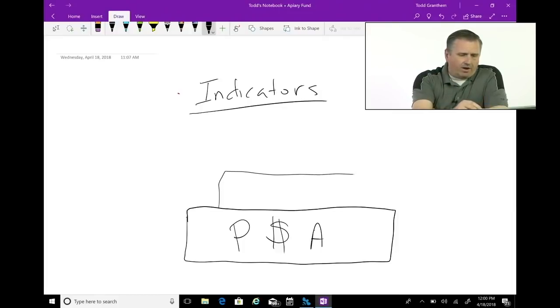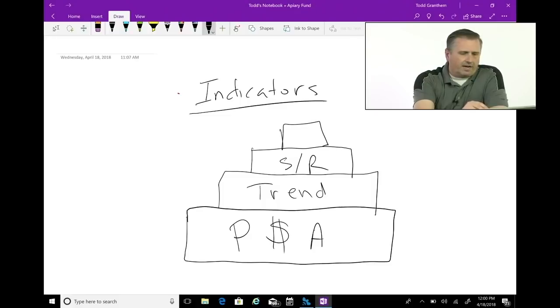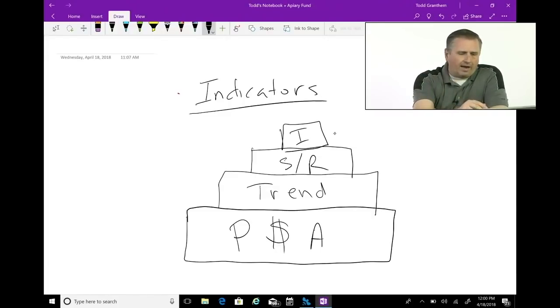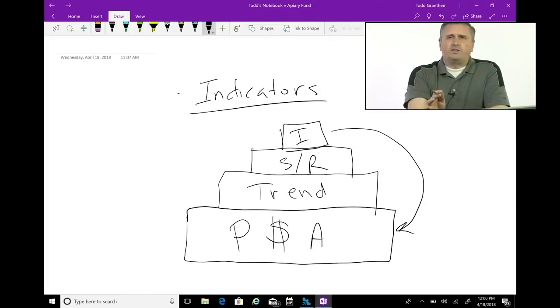And so as we add on to here, price action, we can put trend, being able to identify that. We can put on here support and resistance, and then up at the very top here, the smallest box would be our indicators, because they all rely, of course, on what the price action is doing. And so if we understand price action, we understand trend, support, and resistance, those are the things that are really going to help us know when to get in and when to get out of our trades.